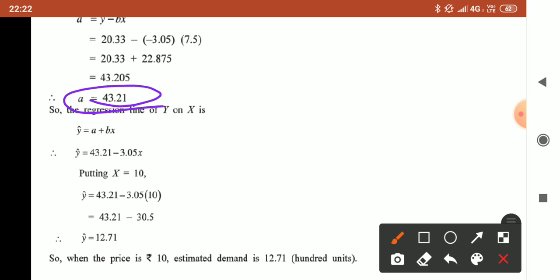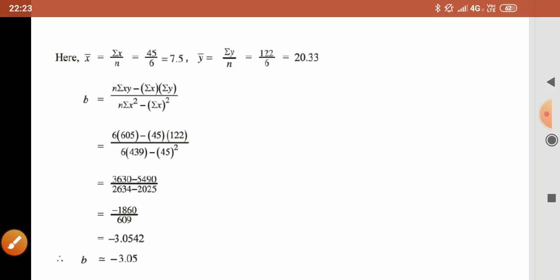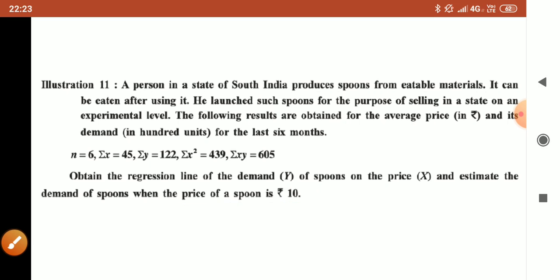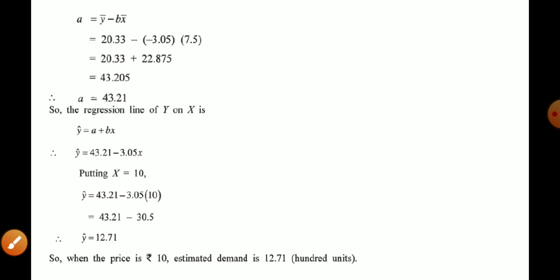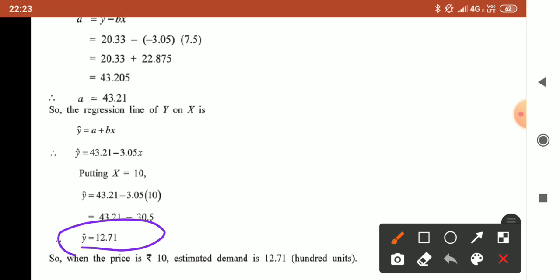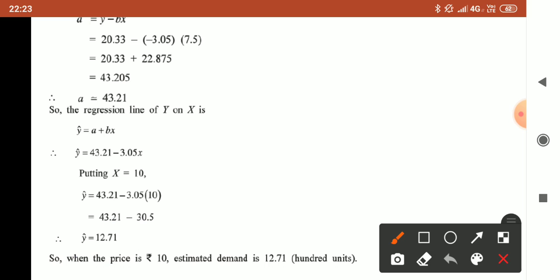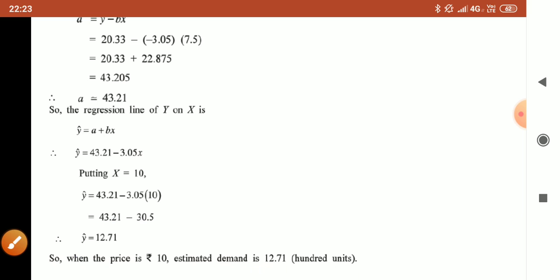After that I'll put the values in the regression line, a plus bx. After inserting these values, I'll put x equals 10. Why? Because in the sum it is mentioned to estimate the demand when the price is 10. So we have to put x equals 10 and we will get the answer 12.71. So at the end we will interpret that when the price is rupees 10, the demand is 12.71. In this way you can interpret at the end.